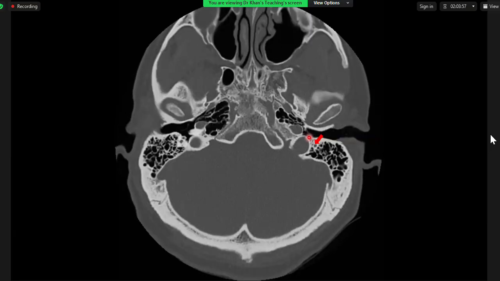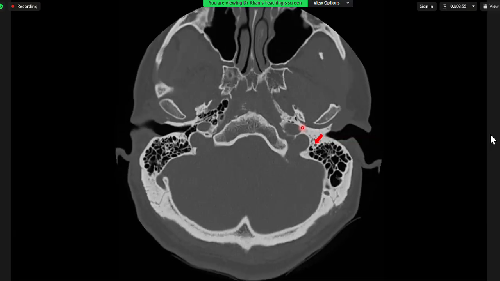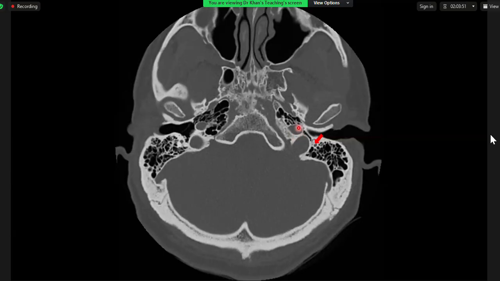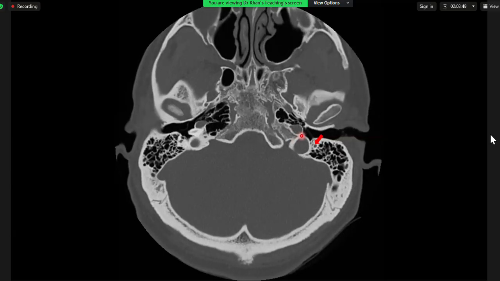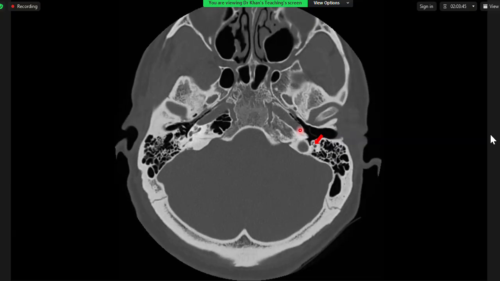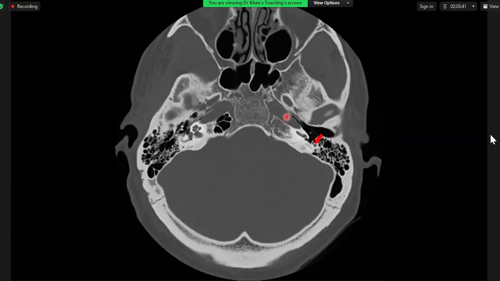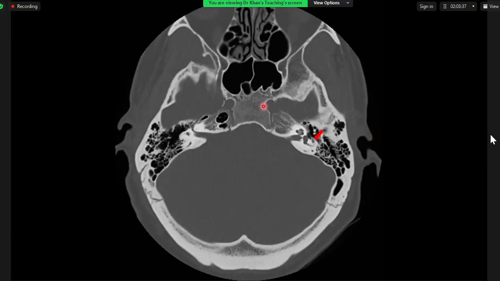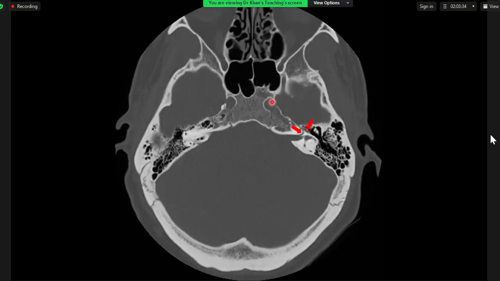Here is the carotid canal. So this is the vertical portion. This is the internal carotid artery sitting here. And then will be the horizontal portion. You can see it here, horizontal portion. And then it will go to the cavernous portion. Here you are. So into the cavernous sinus, etc.